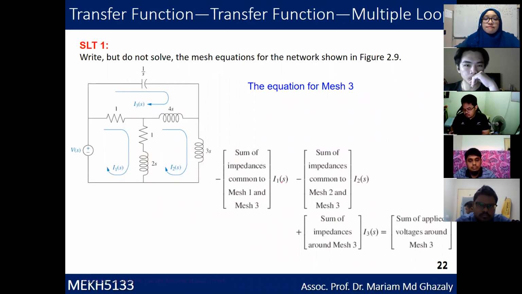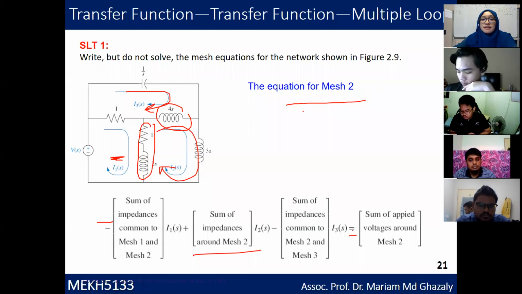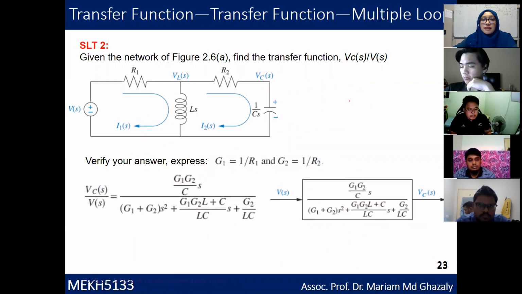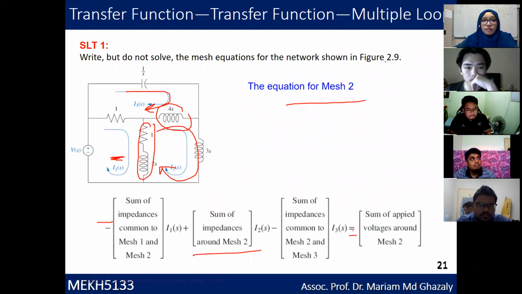Third one is that you get the equation around I3. Same concept. Get first around here what is common to I3, I1, and I2, and then equal to 0. But the question was do not solve it. They didn't ask to find VC over VS. So do not solve the mesh equations. Come out only with the three equations.